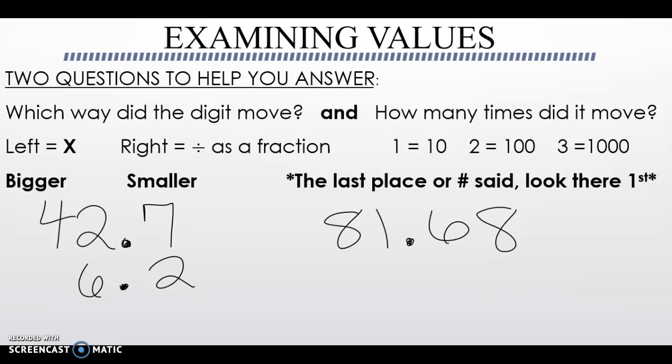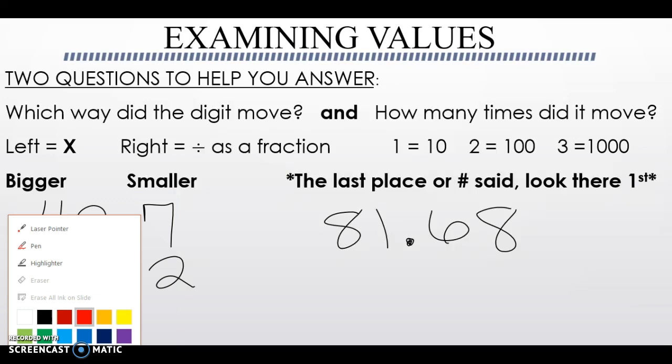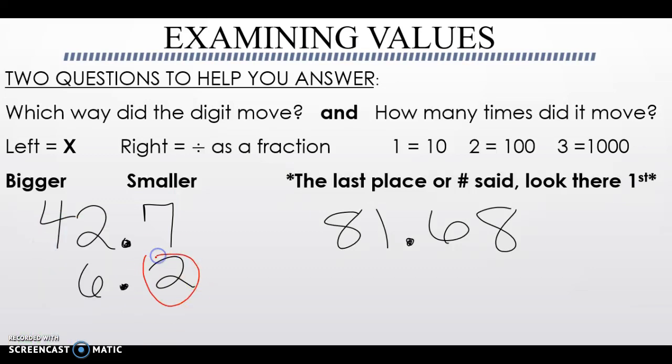So for the first example, 42.7 and 6.2. Your question would say, how does the 2 in 42.7 compare to the 2 in 6.2? Whatever place or number is mentioned last, that's where you look first. So I am looking at the 2 in 6.2 first, and then I'll look at the 2 above. If I look at the bottom first, which way did it move over? It moved to the left.